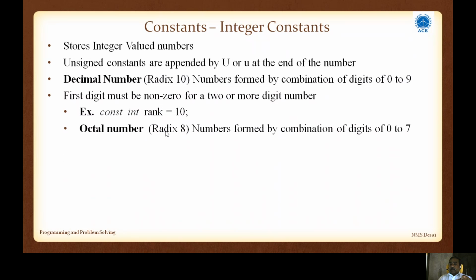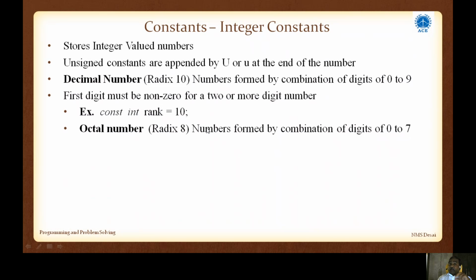If it is an octal number, radix 8, then the numbers will be found with a combination of 0 to 7. So in the decimal number system, the digits run from 0 to 9, 10 symbols. In octal, 0 to 7. What is the similarity here? In the decimal number system, the largest digit is 9, 10 minus 1. In the octal number system, where the base is 8, the largest digit is 7. So the number found is between 0 and 7.